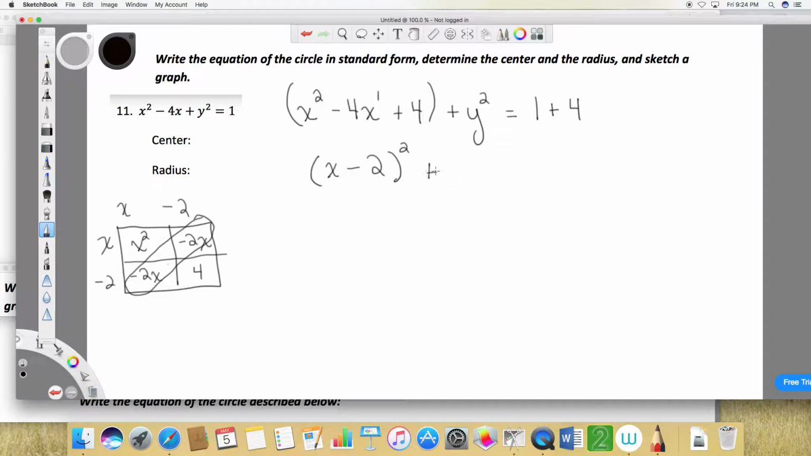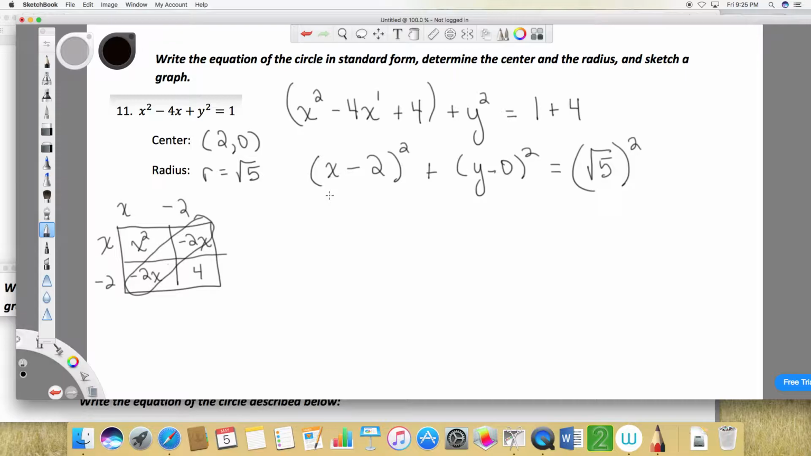So now, if we rewrite the y squared and just think of it as y minus 0 squared, and here 1 plus 4 is 5. If I think of this as the square root of 5 squared, when you square a radical, that radical goes away. So here's my circle in standard form. I can easily identify the center as (2, 0), and I can identify that the length of the radius is the square root of 5.